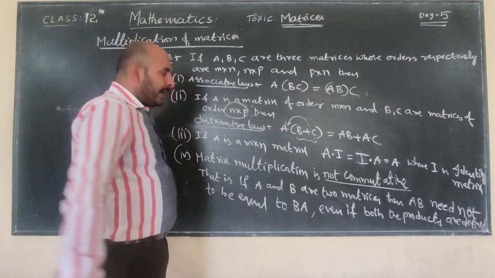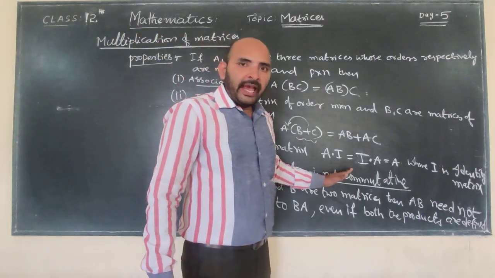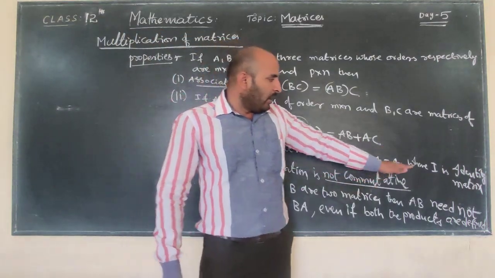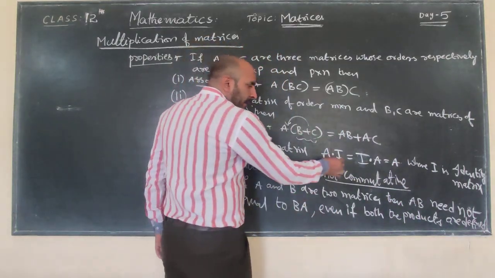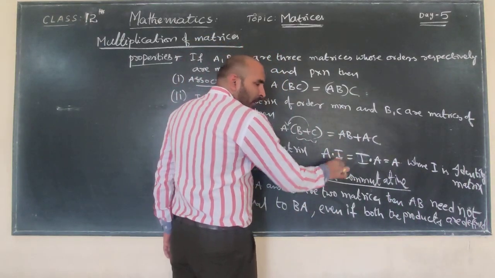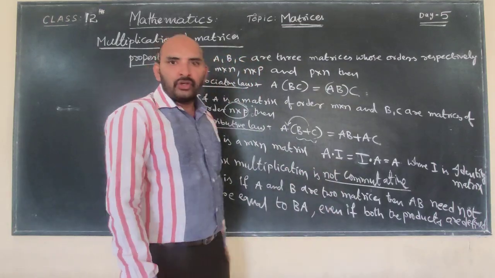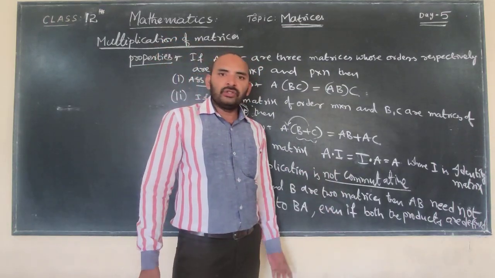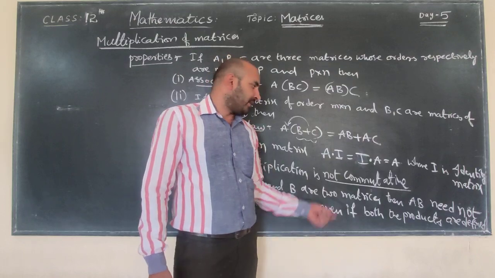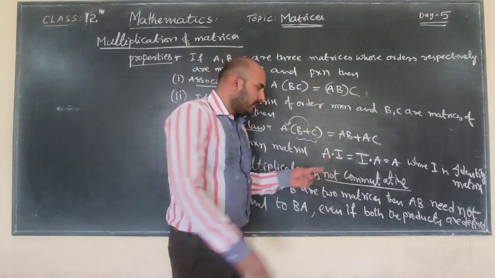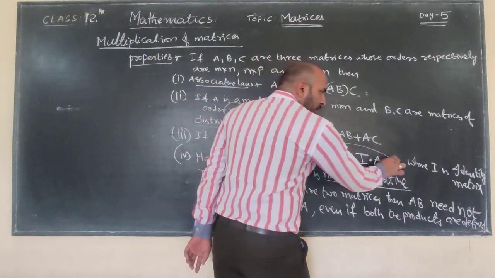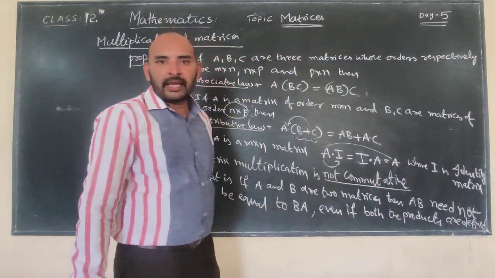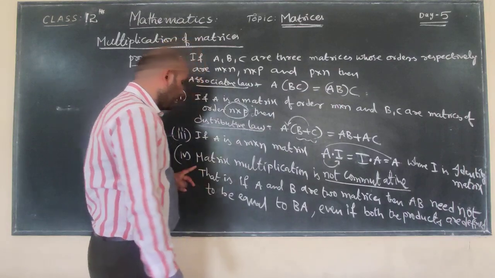So if A is an M cross N matrix, AI is equal to IA is equal to A, where I is the identity matrix. So for the identity matrix, 1 0 0 1 is the 2 by 2 matrix, 1 0 0, 0 1 0, 0 0 1 is the 3 by 3 matrix. Any matrix multiplied with the identity matrix, definitely you will get the original matrix, the resultant matrix capital A.